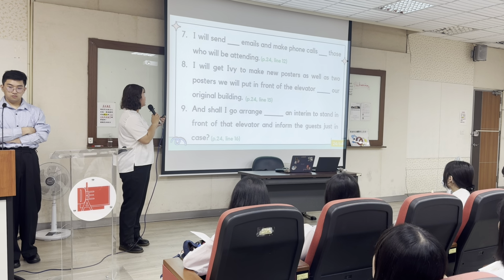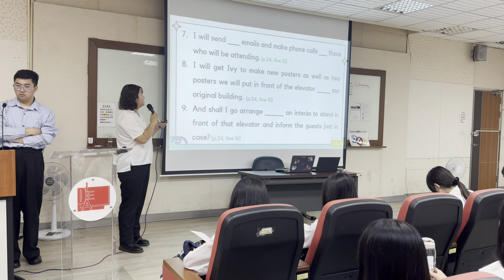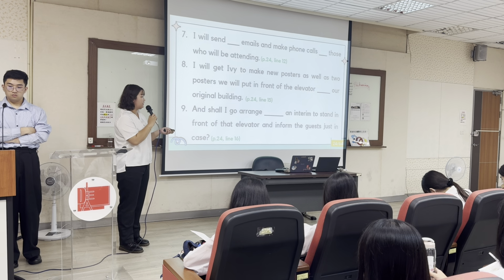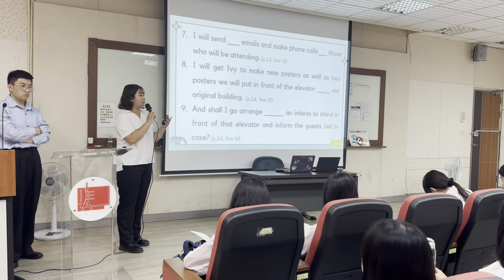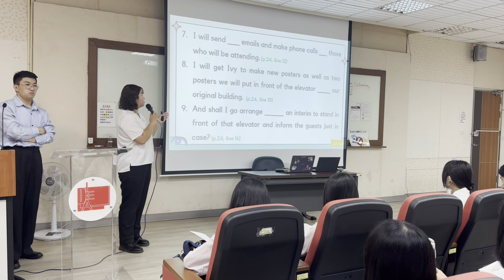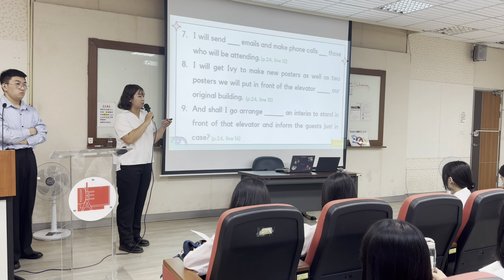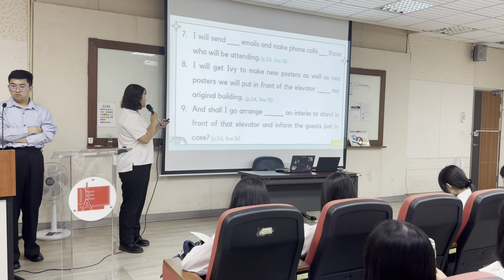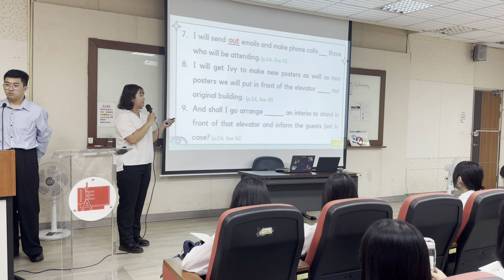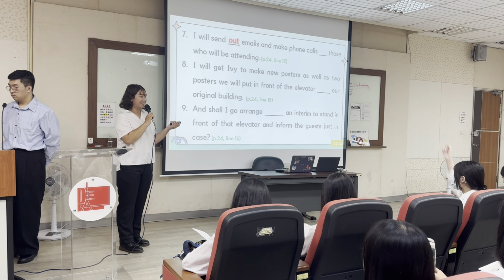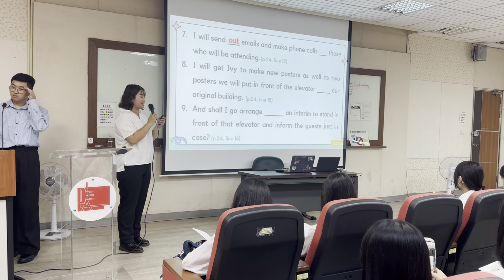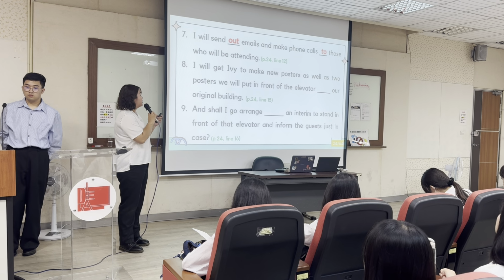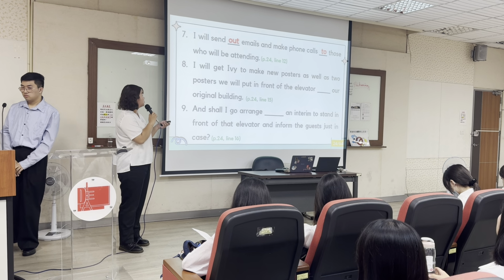Okay, the 7th question is, I will send emails and make phone calls those who will be attending. So there are 2 blank spaces. So the first blank space is 3, 2, 1. Yeah, the answer is out. And the second one, 3, 2, 1. Yeah, the answer is to. So please repeat after me. I will send out emails and make phone calls to those who will be attending.